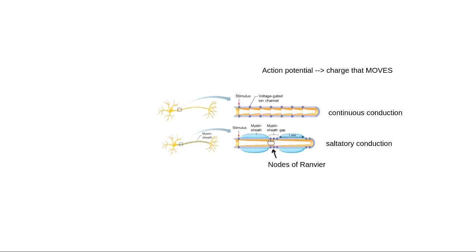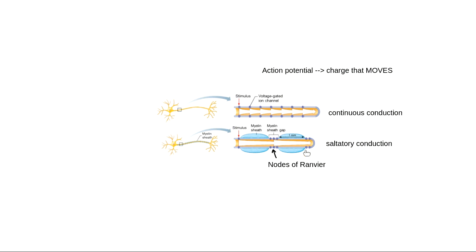A node of Ranvier is the place where I don't have any myelin. That's also the only place on the membrane where I have those voltage-gated channels. So when my change in membrane charge hits this place right here, now I'll build another charge again. I'll make it really strong, like I see here, and I don't have to do anything with that message again until I hit the next node of Ranvier.